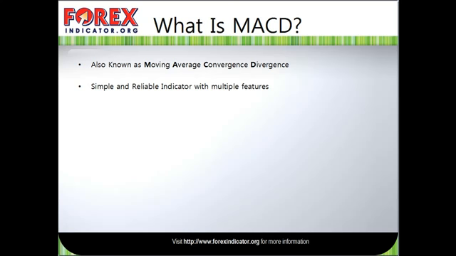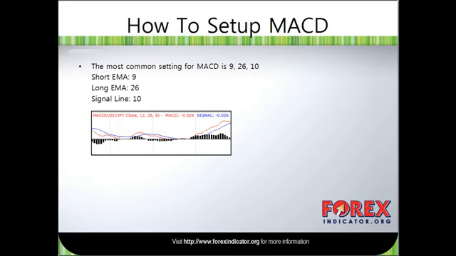Okay, so next, let's see how do I set up my MACD indicator? Most of the time, we just use the default setting from our brokers. Okay, and the default setting is actually 9, 26, 10. So what does it mean? It means that you have a short EMA of period 9, that means 9 candles. You have a long EMA, which is 26 candles, and a signal line.